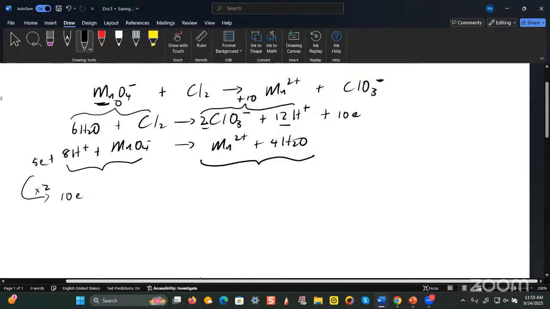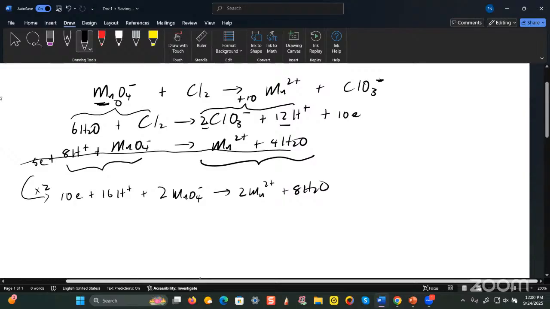10 electrons plus 16 hydrogen ions plus, I multiply by 2, 2 MnO4 minus, and then on the right side, you're going to have 2 Mn2+ plus 8 H2O. All right? So what I'm going to do is just draw a line through this to avoid confusion, because what you need to do now is add this to this, right?